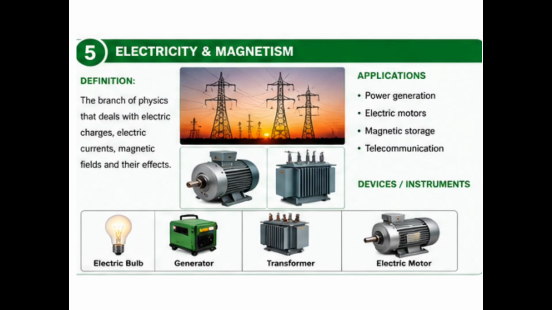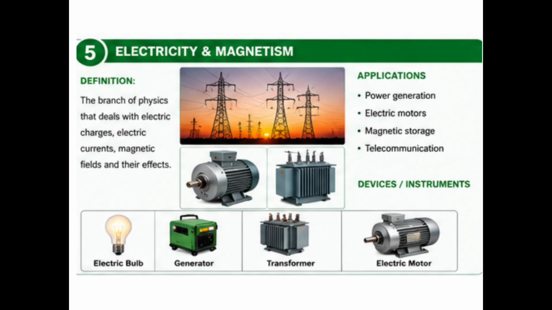acoustics. We move to the next branch of physics, which is electricity and magnetism. I want to submit to you that this is one of the important branches of physics when it comes to smart devices and technology and what have you. The branch of physics that deals with electric charges, electric current, magnetic fields, and their effects. You see a transformer here, an electric motor, a generator, an electric bulb, and many of them. Now, what are the areas of application of electricity and magnetism?